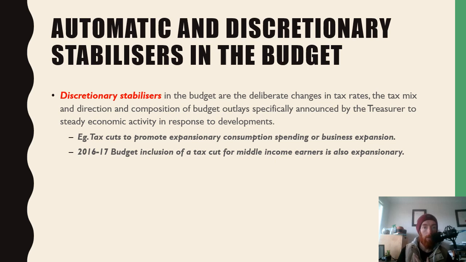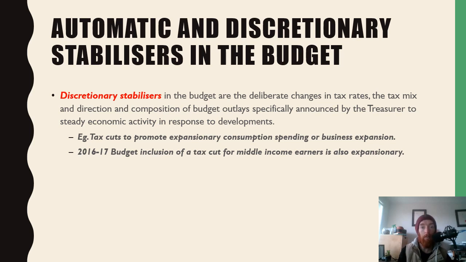So for example, tax cuts to promote expansionary consumption spending and business expansion. So we've had cuts to the small business tax rate to 27.5%, down from 30% a few years ago. We had a few years ago a tax cut for middle income earners, which is also considered expansionary. They increased the middle income bracket so that more people fit into that bracket, so fewer people are paying higher tax rates. We've had in the last two budgets, the last 2 years, people getting the $1,080 tax offset, so they pay less tax and get more tax back on their tax return. These are discretionary stabilizers that are designed to stimulate the economy and are done deliberately by the government.